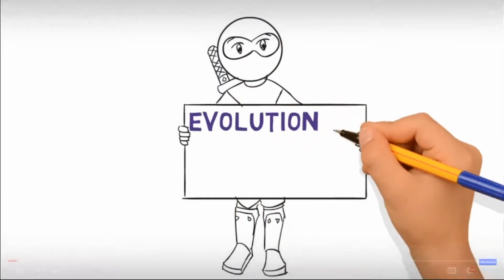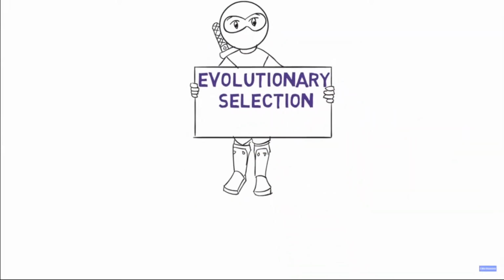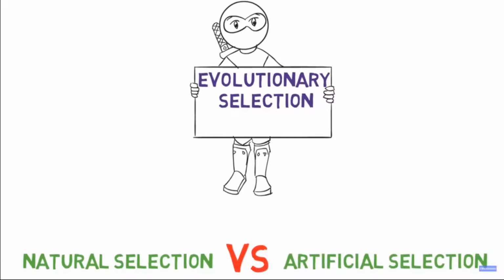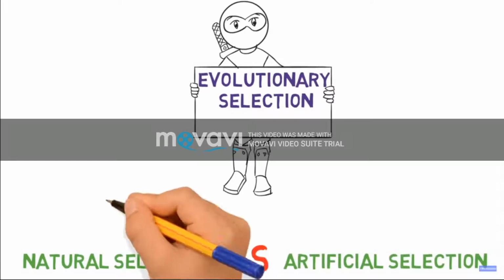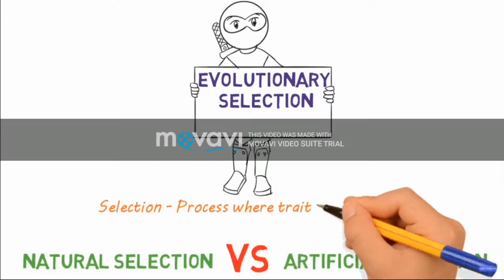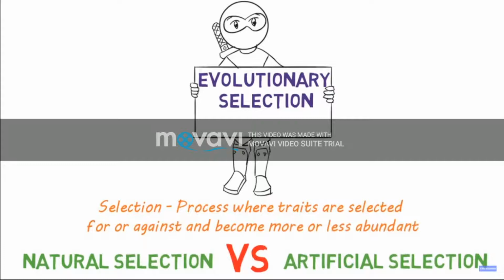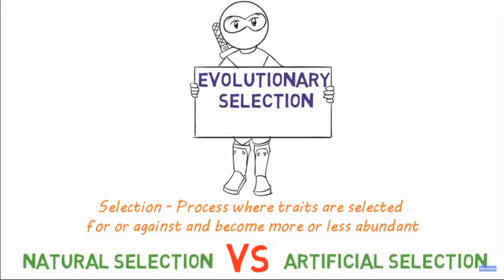Today we're going to talk about evolutionary selection, and specifically natural selection and artificial selection. But before we get into that, let's define selection. So selection is the process by which inherited traits are selected for or against and thus become more or less abundant in a population. Okay, so let's apply this definition to natural selection.